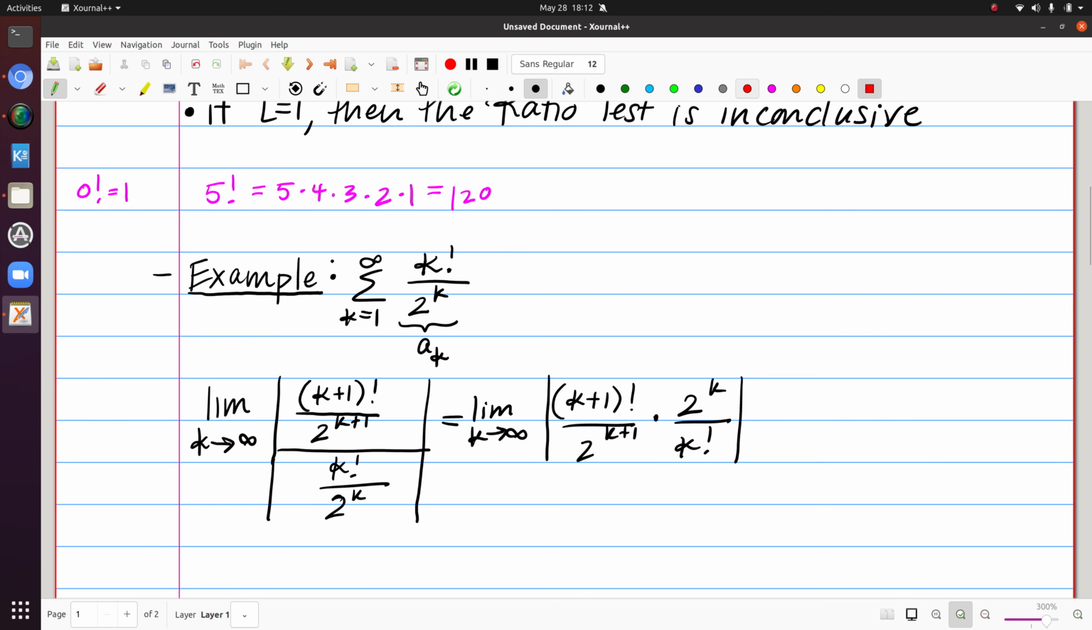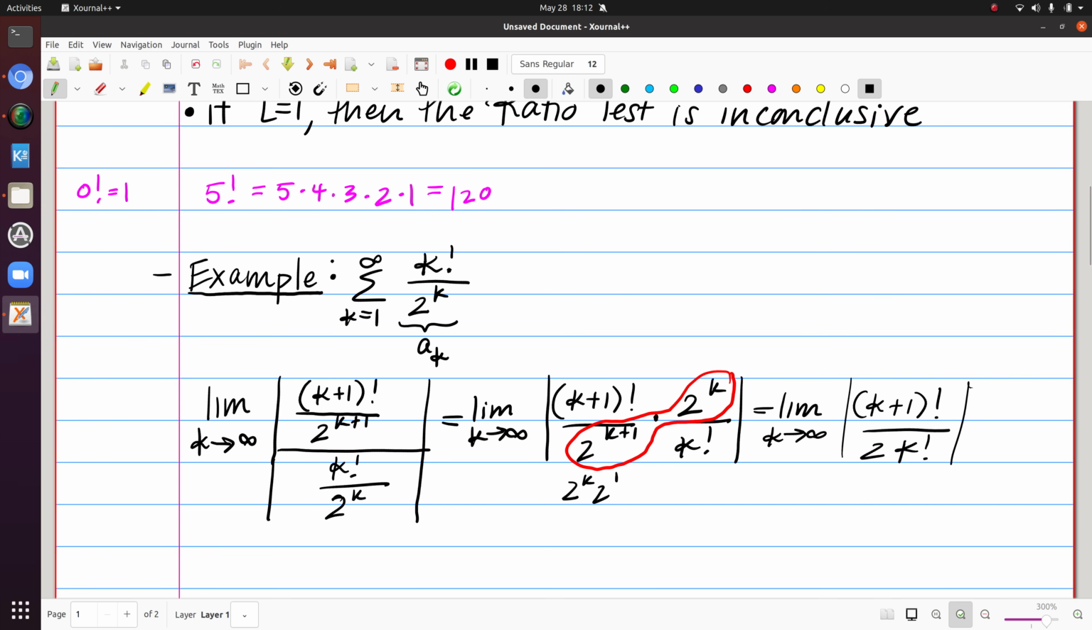And the first thing I might notice here is that I can simplify this because what I have in the bottom is the same thing as 2 to the k times 2 to the first power, and we can cancel those 2 to the k's. So this becomes now the same thing as the limit of k plus 1 factorial divided by 2 k factorial. And the question now is, how can I simplify this part? And like I said, it turns out we can do that pretty nicely.